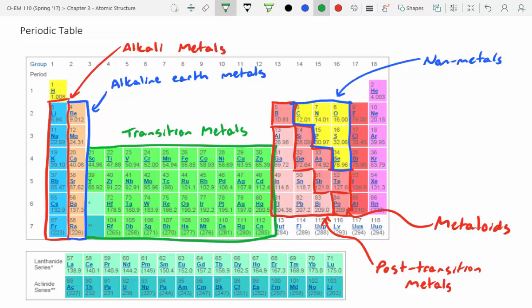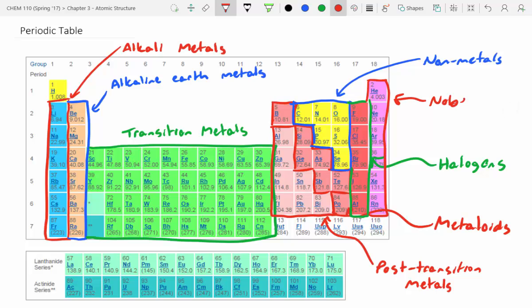And then in this far column over here, we've got halogens. And then last but not least, we've got the noble gases. At the very bottom of the periodic table, you've got your lanthanide and actinide series. We're not really going to get into those. Those are really, really heavy elements, and they're somewhat complicated because they've got f orbitals in them. They tend to be radioactive and aren't commonly used.